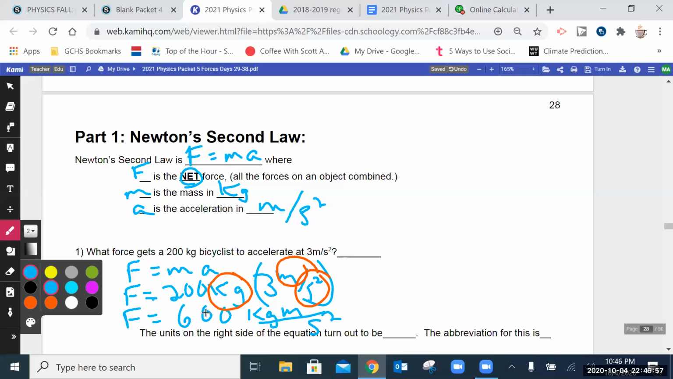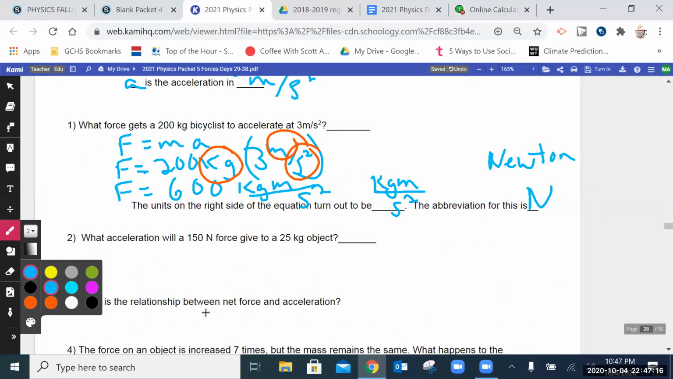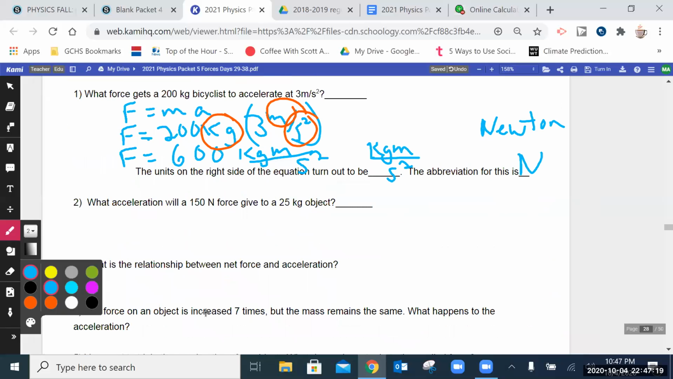Now, that's a mouthful. So scientists have abbreviated that, and they call it the Newton, which is abbreviated as capital N, honoring Mr. Isaac Newton, who came up with the idea of this equation, at least.